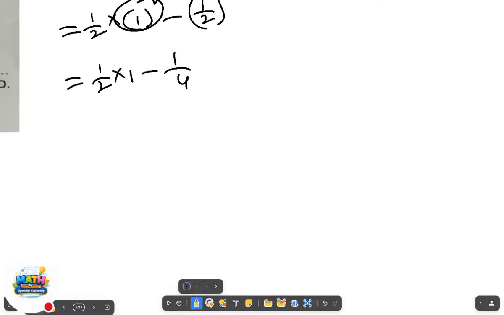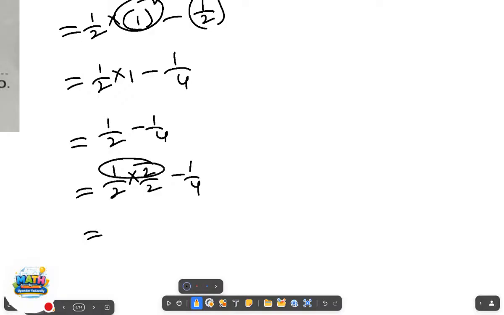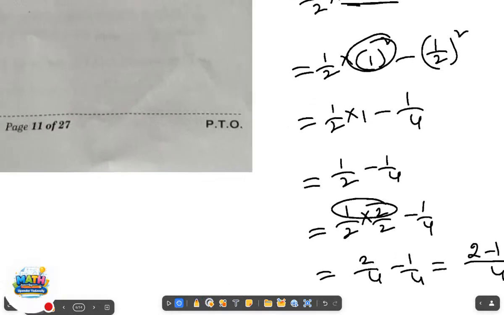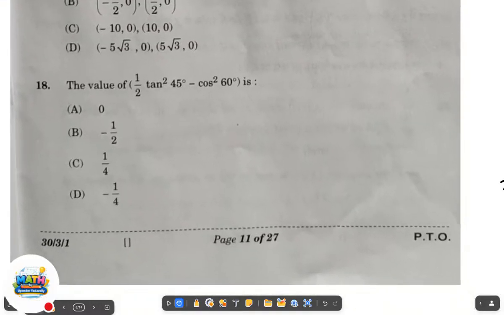Now 1 by 2 minus 1 by 4. To make the same denominator, let's multiply 1 by 2 with 2 by 2, so 2 by 4 minus 1 by 4. Denominators are equal, therefore 2 minus 1 by 4, which equals 1 by 4. Do we have the option 1 by 4? Yes, plus 1 by 4. Option C is the right answer.